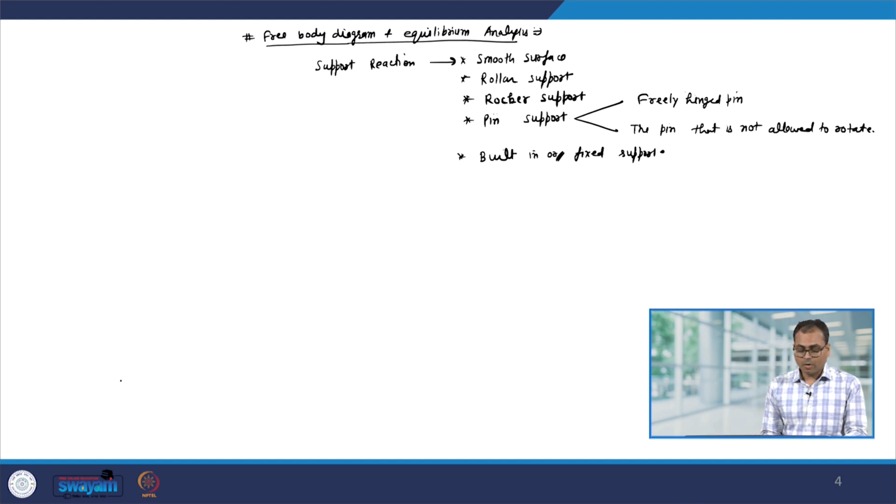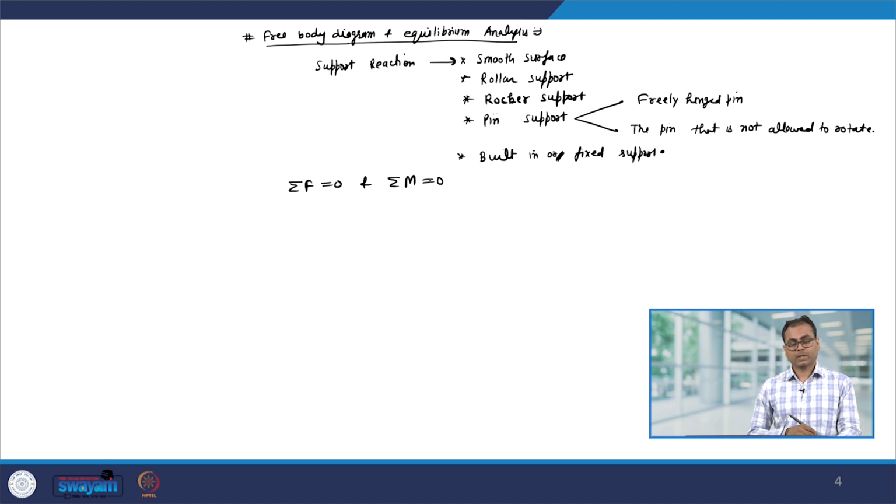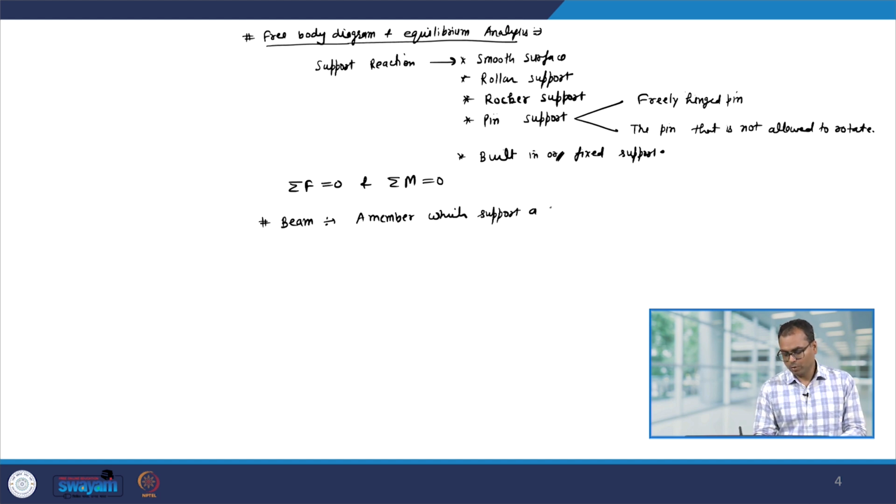For the equilibrium analysis, we use summation F equal to 0 and the moment about a point should also be 0. So, summation F equal to 0 gives 3 equations: Fx equal to 0, Fy equal to 0 and Fz equal to 0. Then we discuss the beam. A beam is a member which supports a transverse load.